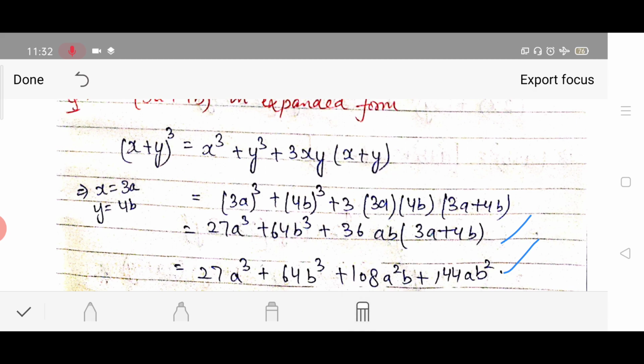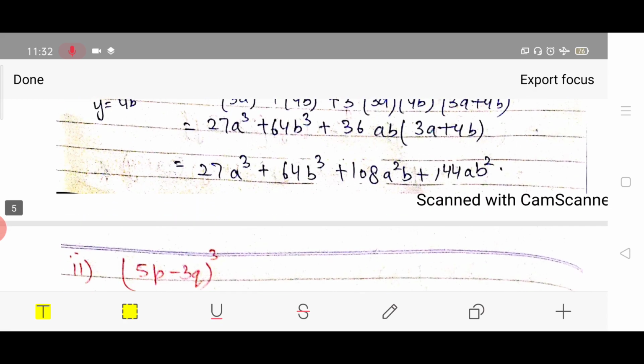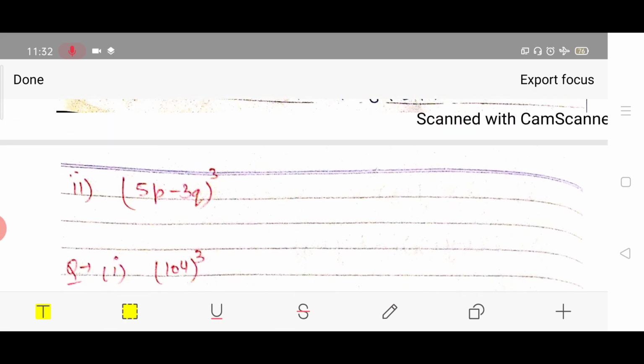You have to go through this question by yourself, it is very simple, you will understand it by yourself. The main step I have told you is that you have to equate the expression with (x plus y) whole cube, find the value of x and y, and then put the value of x and y into the identity. Moving on to the next question, second part, (5p minus 3q) whole cube. You have to solve this question by yourself.